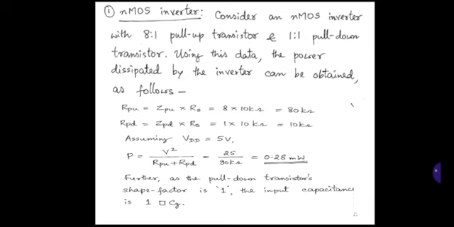So RPU is equal to ZPU into RS, that is equal to 8 into 10k, that is 80k. RPD is equal to ZPD into RS, 1 into 10 kilo ohm, that is equal to 10 kilo ohm. Assuming VDD is equal to 5 volts, V square by RPU plus RPD, that is 25 by 90 kilo ohm, that is equal to 0.28 milliwatts. Further, as the pull down transistor shape factor is 1, the input capacitance is 1 square Cg. So this we have covered in module number 2, how to find the capacitance, and its unit is 1 square Cg.